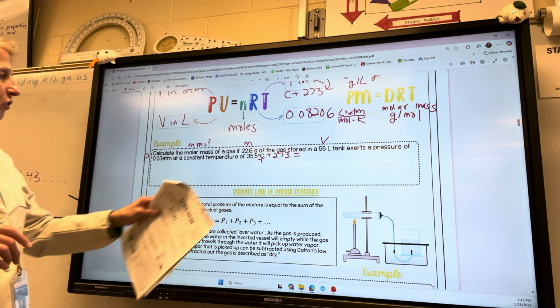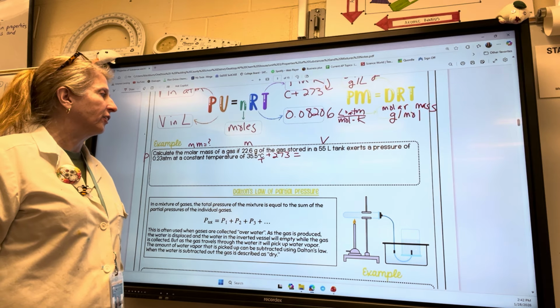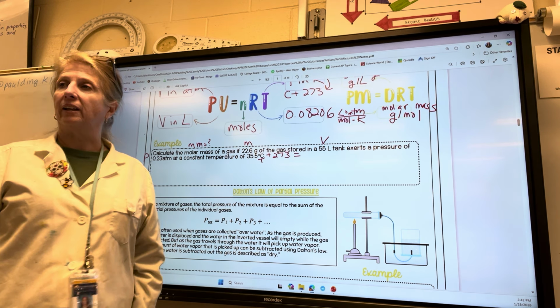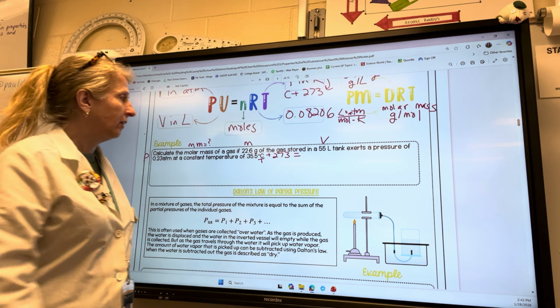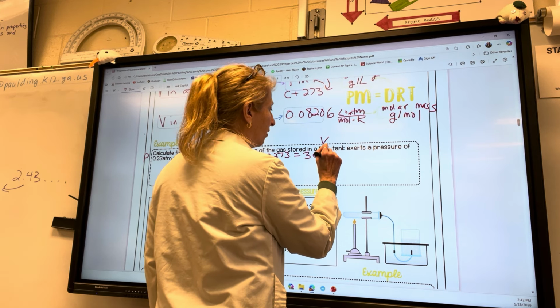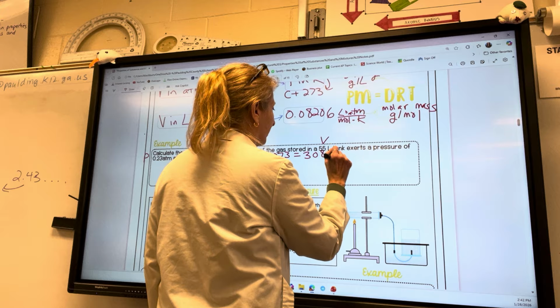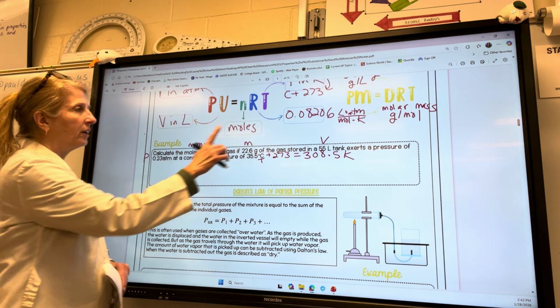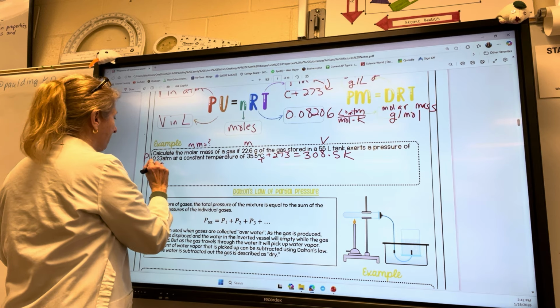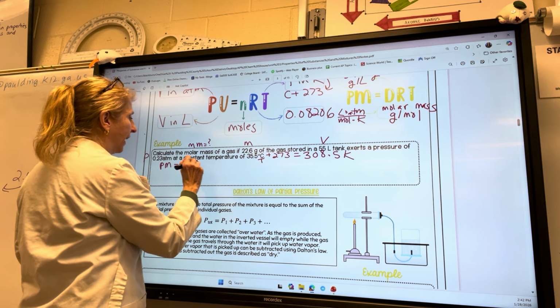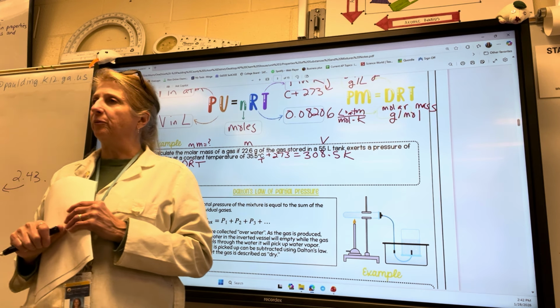Actually, she filled it in there. Somebody do that on your calculator. Tell us what it is. 273 plus 35.5. It's going to be 300 and what? Who's got their calculator? 308.5. 308? Yeah. Point what? 0.5. I see it. All right, there we go. There's our Kelvin. You don't put degree marks on Kelvin. All right, so now we're going to use the PM equals dirt, okay? So always write your formula down because they require you to show your work on the AP test. If you don't show work, they don't give you any credit.